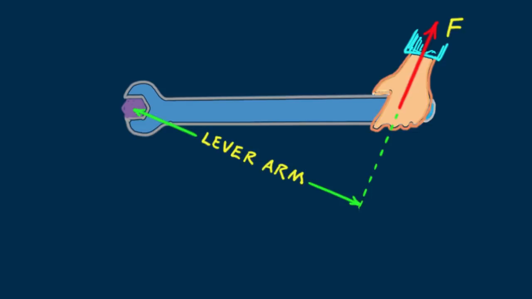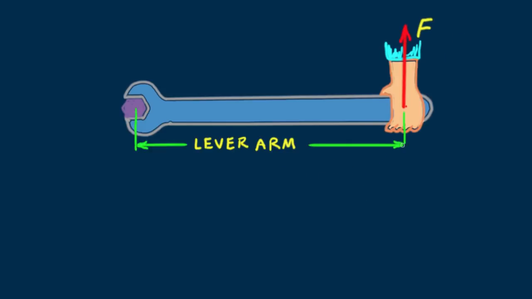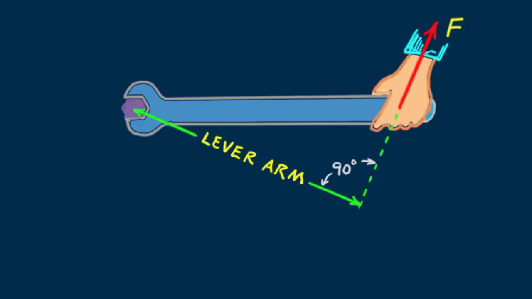In which of these two cases are you more likely to turn the stubborn bolt? Did you say the first case? If so, you're correct. And did you reason that the lever arm is greater in the first case? We see in the first case the lever arm is the full length of the wrench handle. The lever arm is the perpendicular distance between the pivot point and the line of action of the force. Note the shorter lever arm distance.